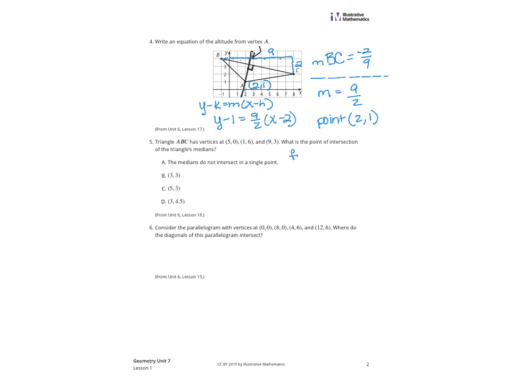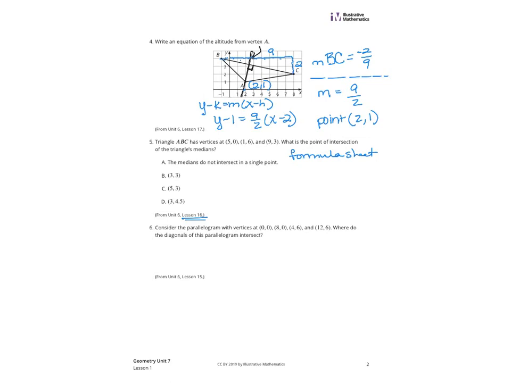And then number 5, this was from Unit 6, but I don't believe we covered it. This formula is on your formula sheet. You're welcome to take a look at it. But this was later in Unit 6, before school got closed, and I think it's like lesson 15 or 16 maybe.